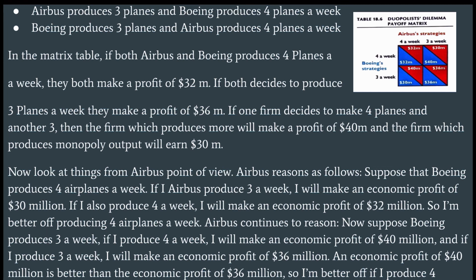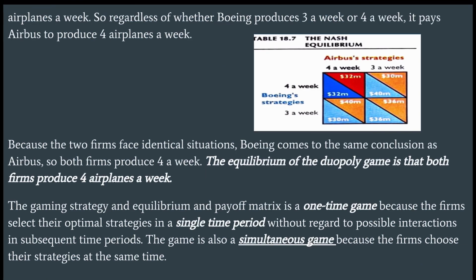Airbus continues to reason. Now suppose Boeing produces 3 a week. If I produce 4 a week, I will make an economic profit of $40 million. If I produce 3 a week, I will make an economic profit of $36 million. An economic profit of $40 million is better than the economic profit of $36 million. So I am better off if I produce 4 airplanes a week. So regardless of whether Boeing produces 3 a week or 4 a week, it pays Airbus to produce 4 airplanes a week.